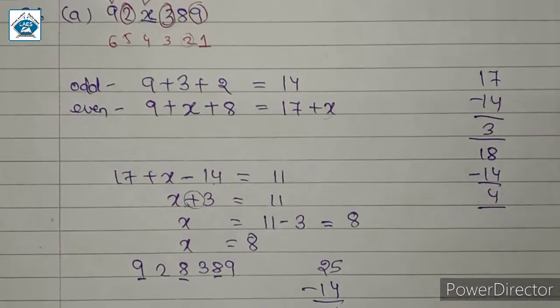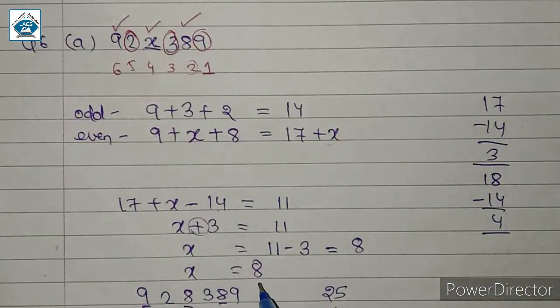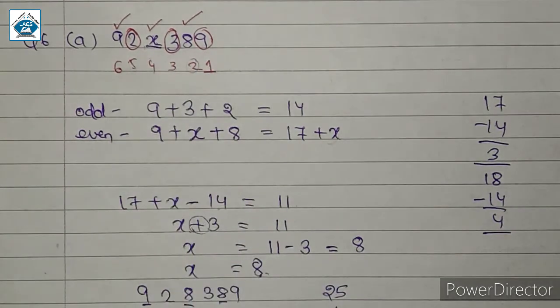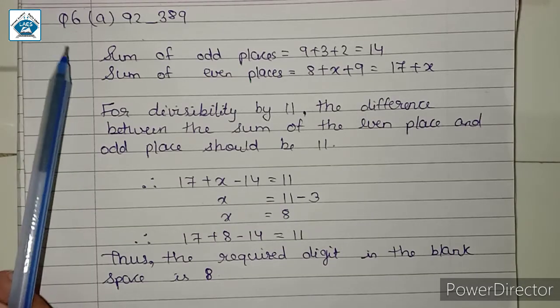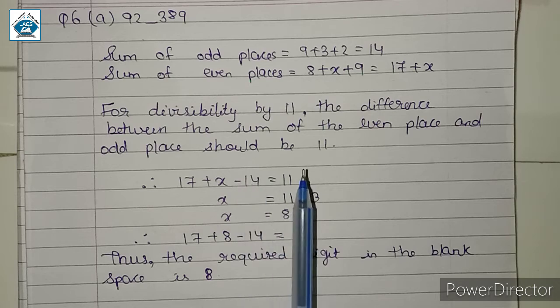तो blank space में हमने कौन सा नंबर रखा, we put x, और x की वैल्यू क्या मिली, 8. So here 8 is the digit such that this number is divisible by 11. In this way the solution should be written. First of all we will find the sum of odd and even places and then we will find their difference, and the difference should be divisible by 11.